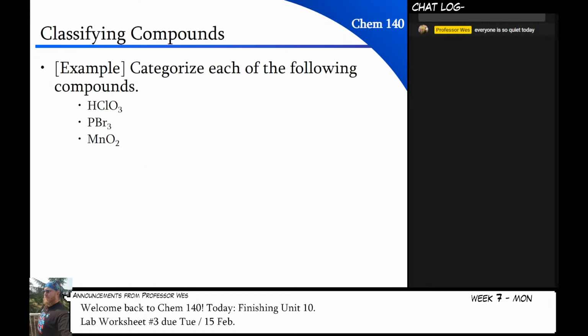So what I want you to do is categorize each of these compounds. One of them is an ionic compound, one of them is a covalent compound, and the other one's an acid. I want you to tell me which one is which in the chat because it's way too quiet in the chat. So I'll give you 1 or 2 minutes to do that. Go ahead, and we'll go over the answers in a second.